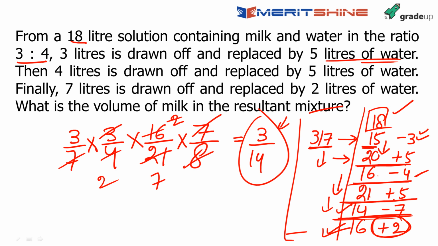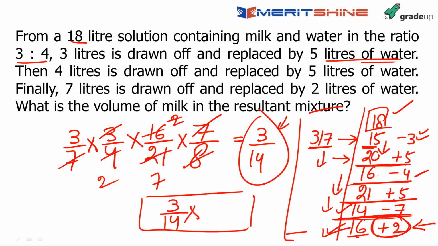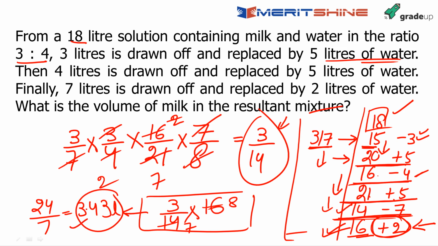Some of you might have got the wrong answer because you multiplied this 3/14 with a wrong number. This 3/14 is to be multiplied with what? The final volume. What is the final volume? It's 16 liters. It's written here. So 3/14 into 16. How much does it give you? This is again 8/7, which gives you 24/7, which is 3.43. So that's your final answer, 3.43 liters.